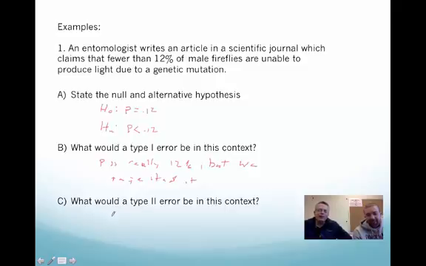Type 2 error: P is actually false. So P was not 12%, it's much smaller than 12%, and we failed to reject it. FTR, failed to reject. So actually, P was less than 12%, but our sample didn't tell us that. We took a sample and it wasn't that unusual, it wasn't far away from 12%. So two types of things could happen.